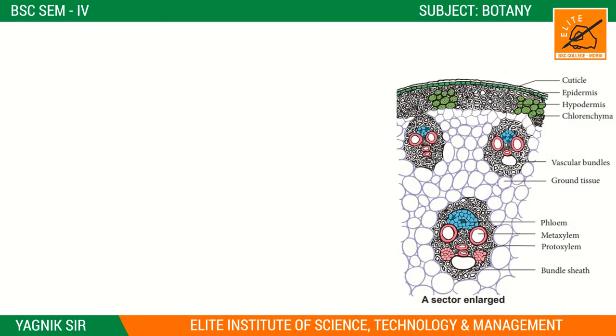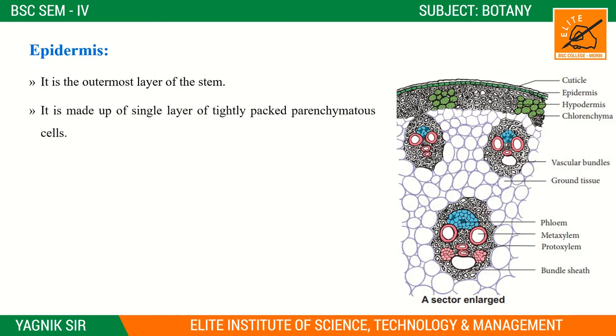So in this image all the detailed structure we can observe. So the outer layer is the epidermis, and obviously epidermis is made up of parenchymatous cells, and they are a single layer. The outer walls are covered with thick cuticles, right.